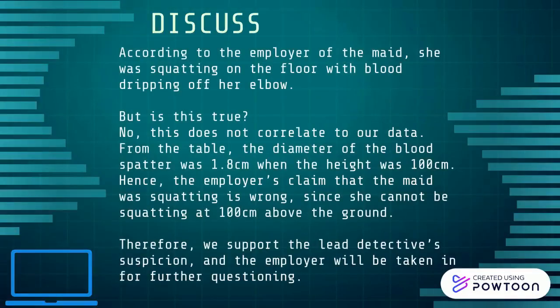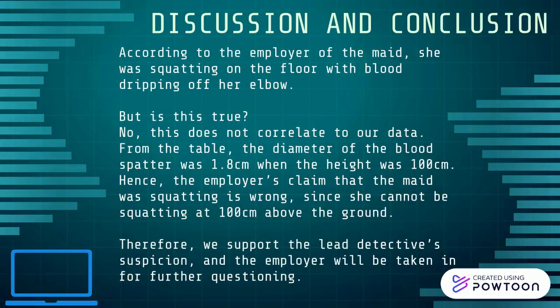According to the employer of the maid, she was seen squatting on the floor with blood dripping off her elbow. However, this does not correlate to our data. From the table, it is shown that the diameter of the blood splatter was 1.8 cm when the height was 100 cm. Hence, the employer's claims that the maid was squatting on the floor when she was shot is wrong, since she cannot be squatting on the floor at 100 cm above the ground.